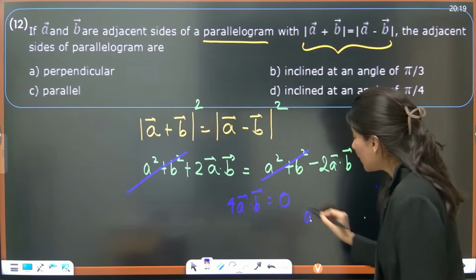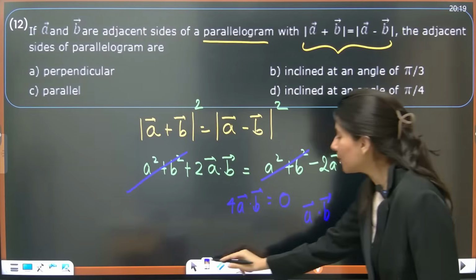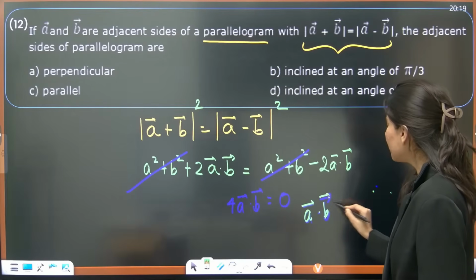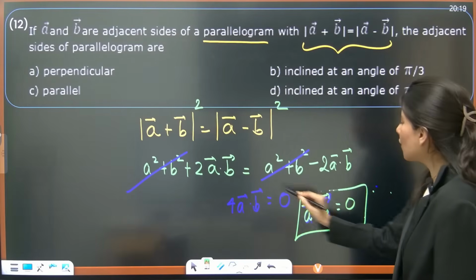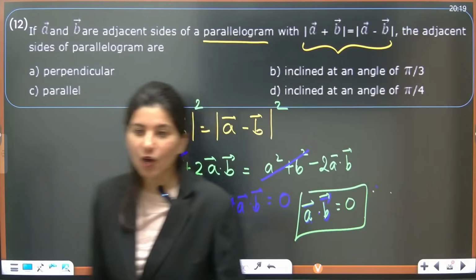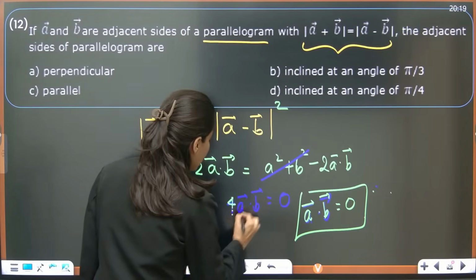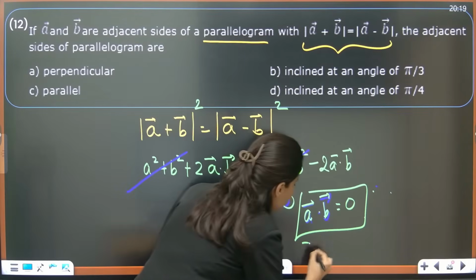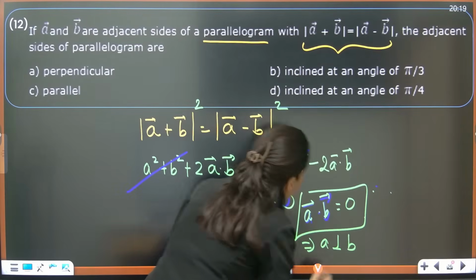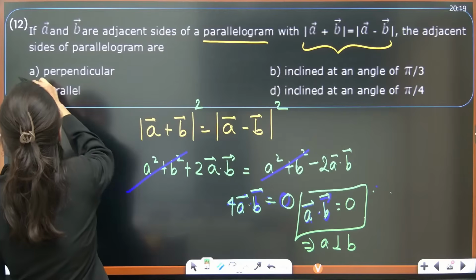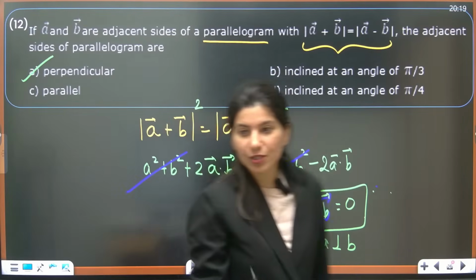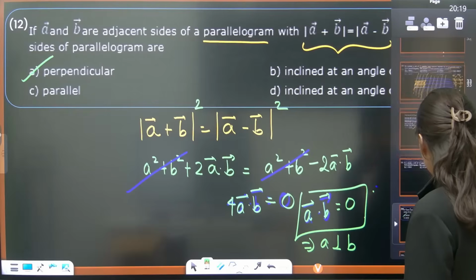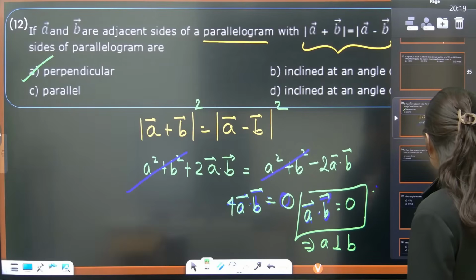Now A dot B, can anybody tell me, the dot product between two vectors becoming 0, what does that mean? That both vectors are perpendicular to each other. Option A. Okay, option A is the quite obvious answer of this question.